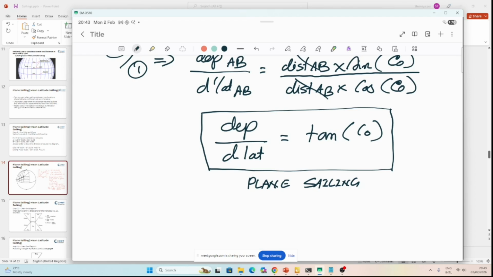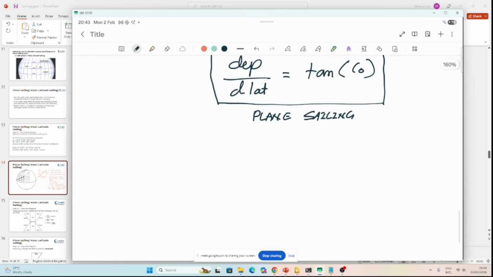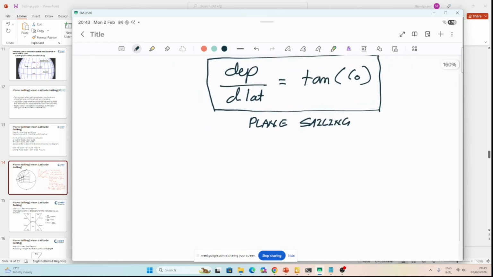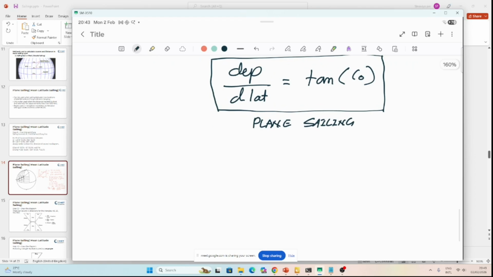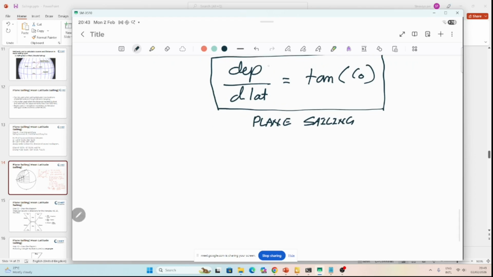But now you can understand one thing: when you move, we have to find out the departure and the dlat between the two positions. Let's say you are going from A to B, right? So you have to find out the departure between A and B as well.